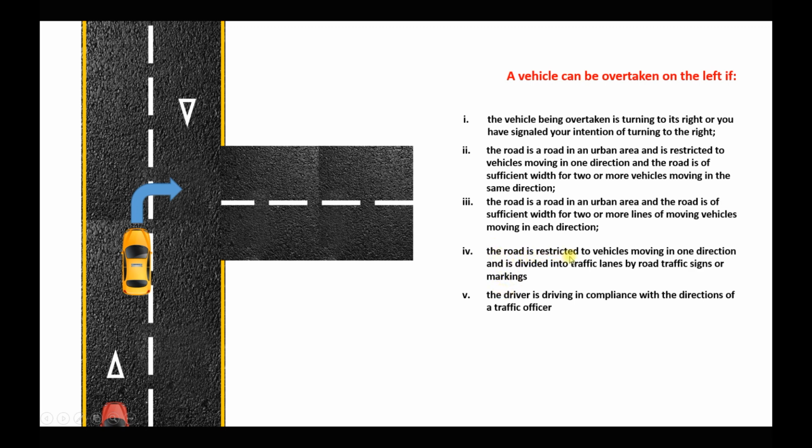So the road is restricted to vehicles moving in one direction and is divided by traffic lanes or traffic markings. As you can see, yellow comes, parks, pushes there, and red can overtake and then go back properly to the center. Alright, so in that case, you can overtake on the left because the other car is turning to the right.